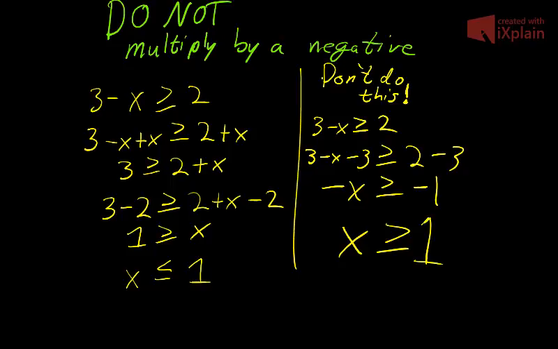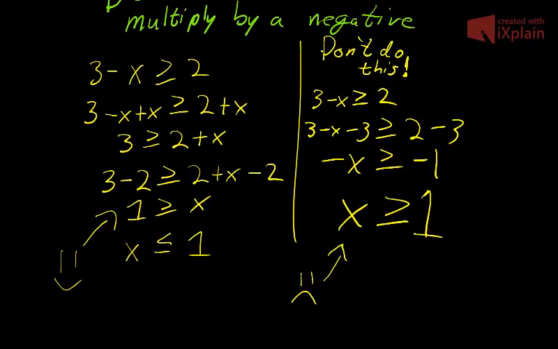But over here, I said x is less than or equal to 1. And it can't be both, and as it turns out, this side right here is right. The side that we did not multiply by a negative is the right one, and this side right here is wrong. So do not multiply by a negative. Other than that, you can do whatever you want to both sides. Simplify it, good to go.